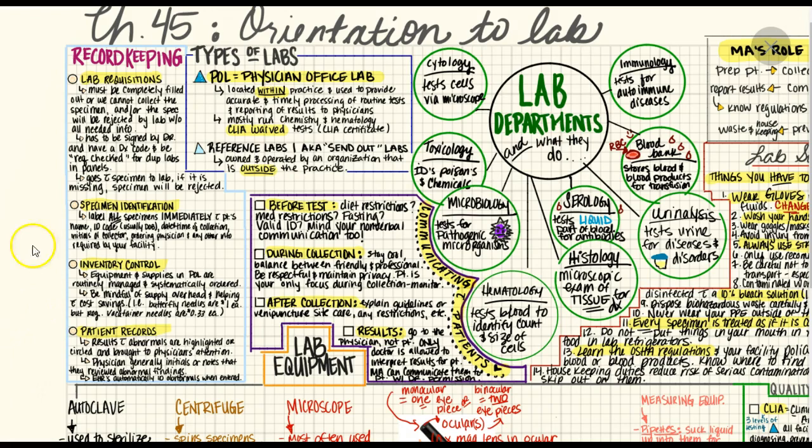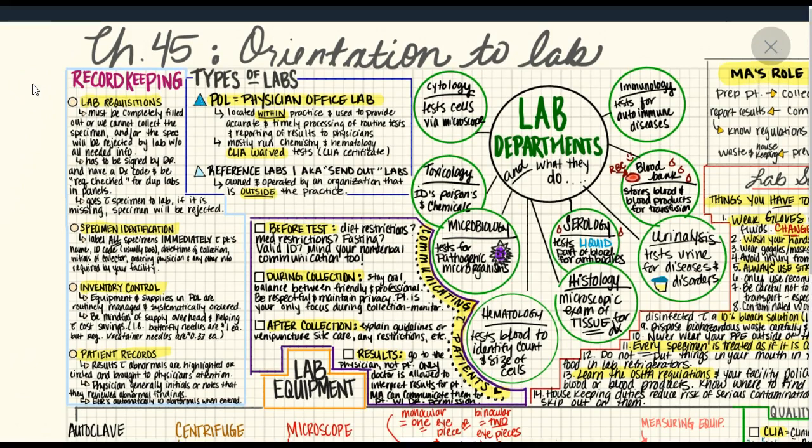And then our last section is record keeping. So there are 4 points here in record keeping. So we start with lab requisitions. And I will show you a lab requisition in class. Actually, I think there might be one in your Chapter 45 Learning Objectives page for you to complete. But if not, I will post one there for you.